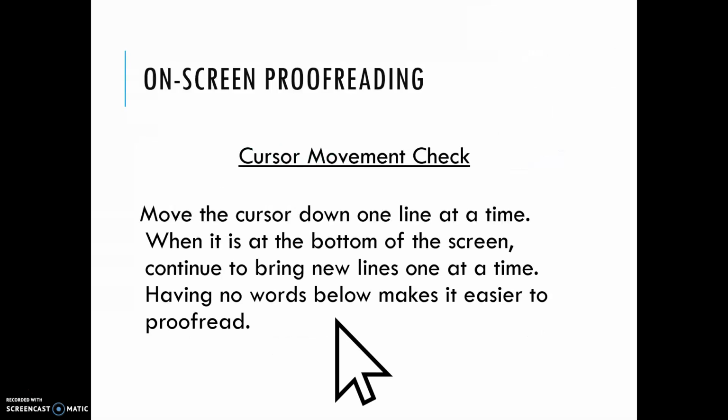On-screen proofreading. Cursor movement check. Move the cursor down one line at a time. When it is at the bottom of the screen, continue to bring up new lines one at a time. Having no words below makes it easier to proofread.